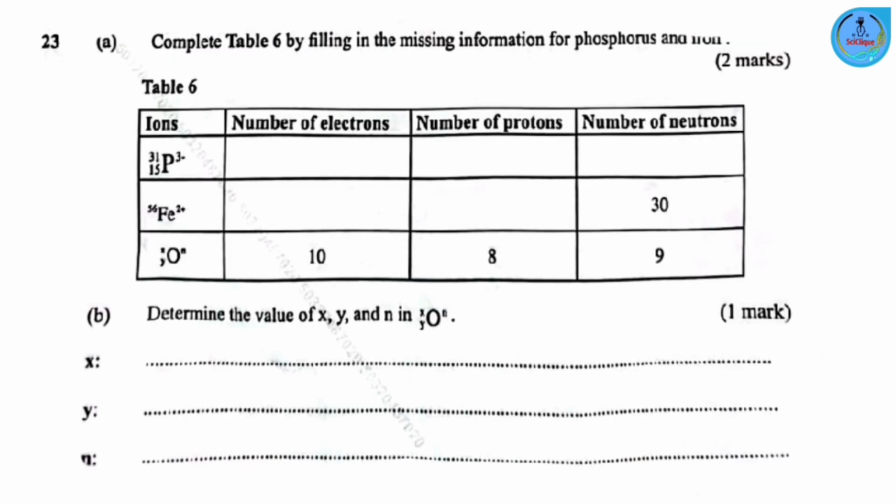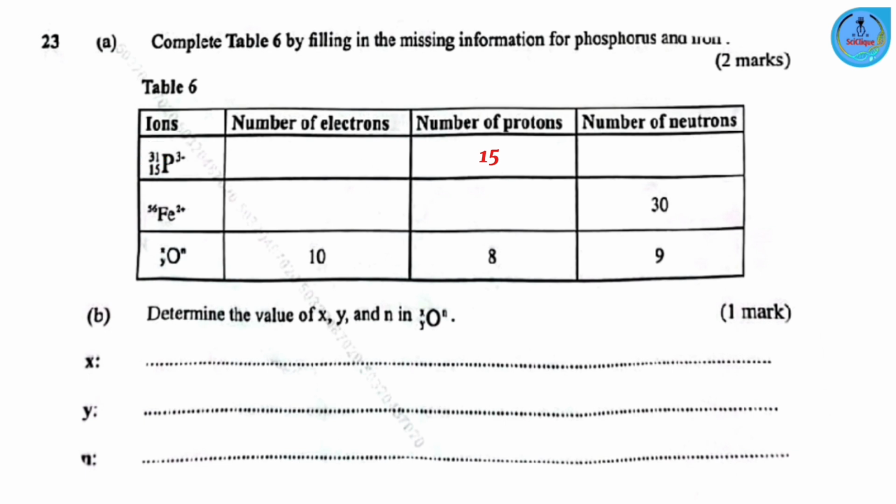Next question, part A. Complete table 6 by filling the missing information for phosphorus and iron. So we have, okay, 3 particles, phosphorus, iron, and O, number of electrons, number of protons, and number of neutrons. So let's start with the first one, that is the phosphorus ion. So over here we have the atomic number that refers to the number of protons. Above is the mass number, that is the sum of the number of protons plus neutrons.